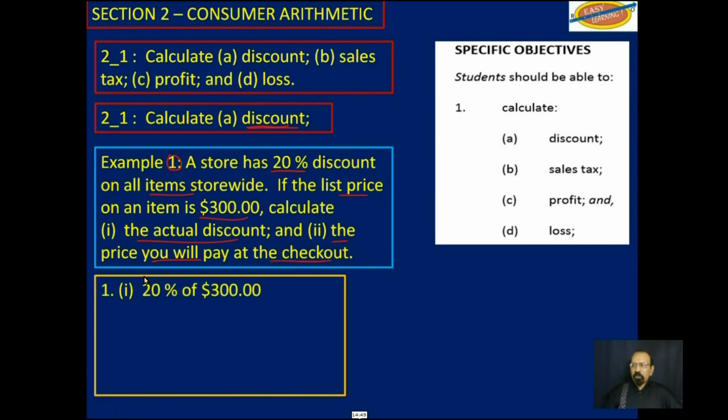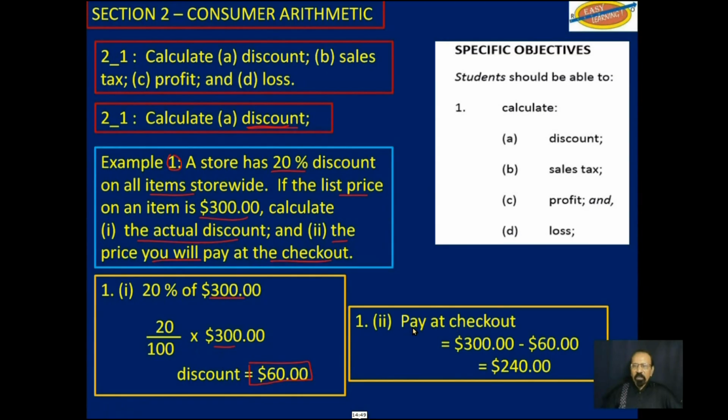So first of all, it's 20% of $300, and you get $60. That's your discount. That's not what you pay for it. What you actually pay at the checkout is $60 less than the list price. So you pay $240. I did tell you that this was fairly easy if you understood and learned section 1 well.